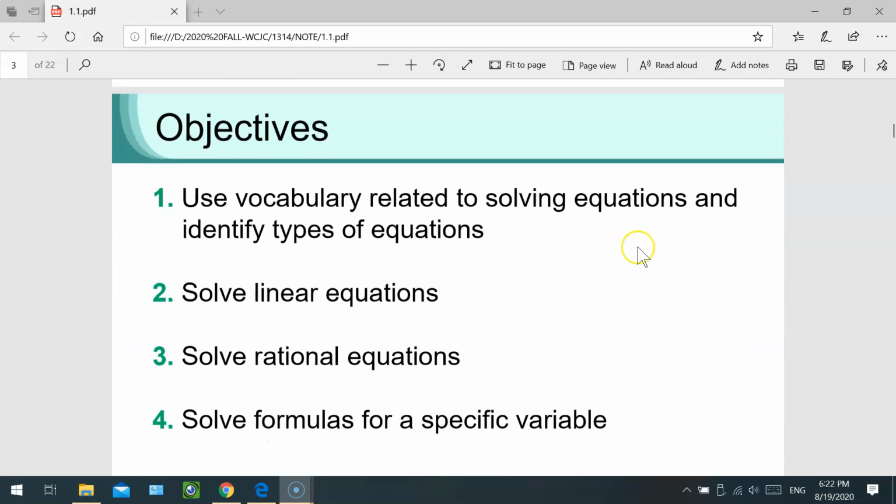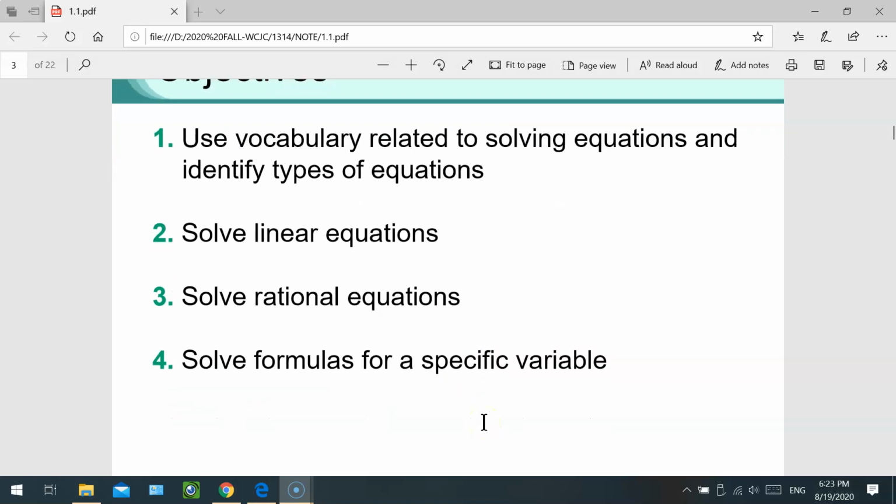So the objective of 1.1, we are going to learn the vocabulary related to solving equations and identify types of equations. You are going to learn how to solve the linear and the rational equations. And the last one, we are going to learn how to solve for a specific variable in a formula, solving for a particular unknown variable. We will see the example by the end.